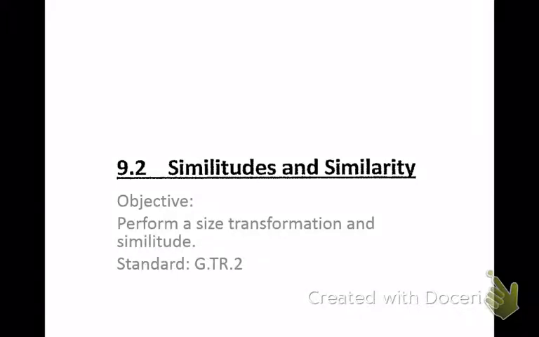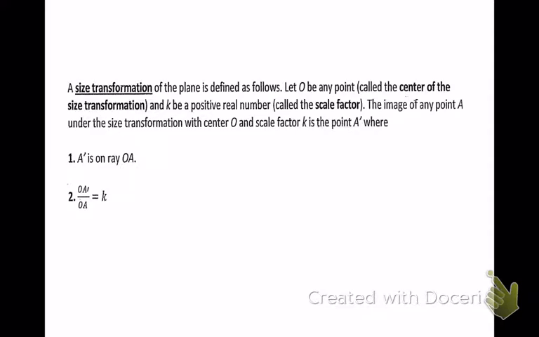9.2 Similitudes and Similarity. Our objective is to perform a size transformation and similitude. A size transformation of the plane is defined as follows. Let O be any point called the center of the size transformation, and K be any positive real number called the scale factor. The image of any point A under the size transformation with center O and scale factor K is the point A prime, where A prime is on ray OA.